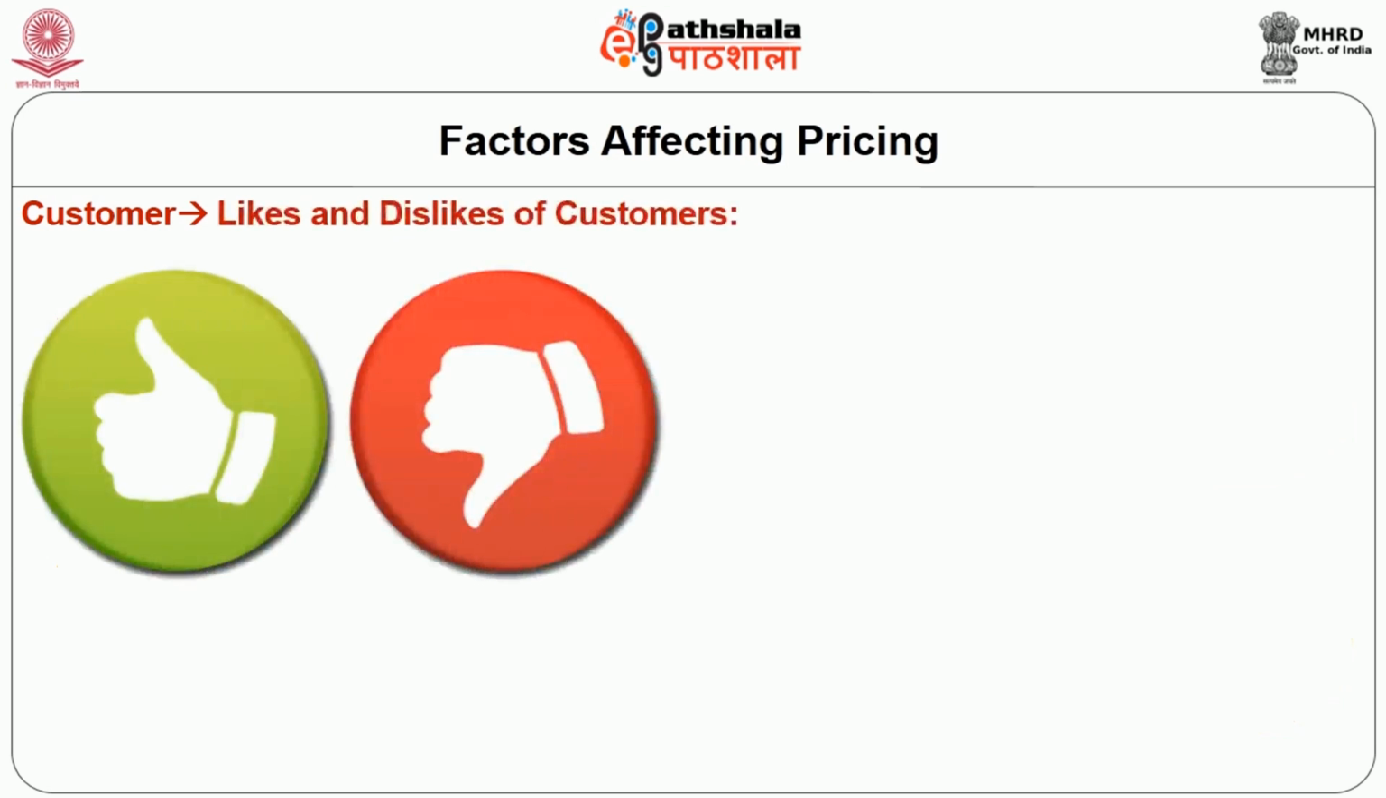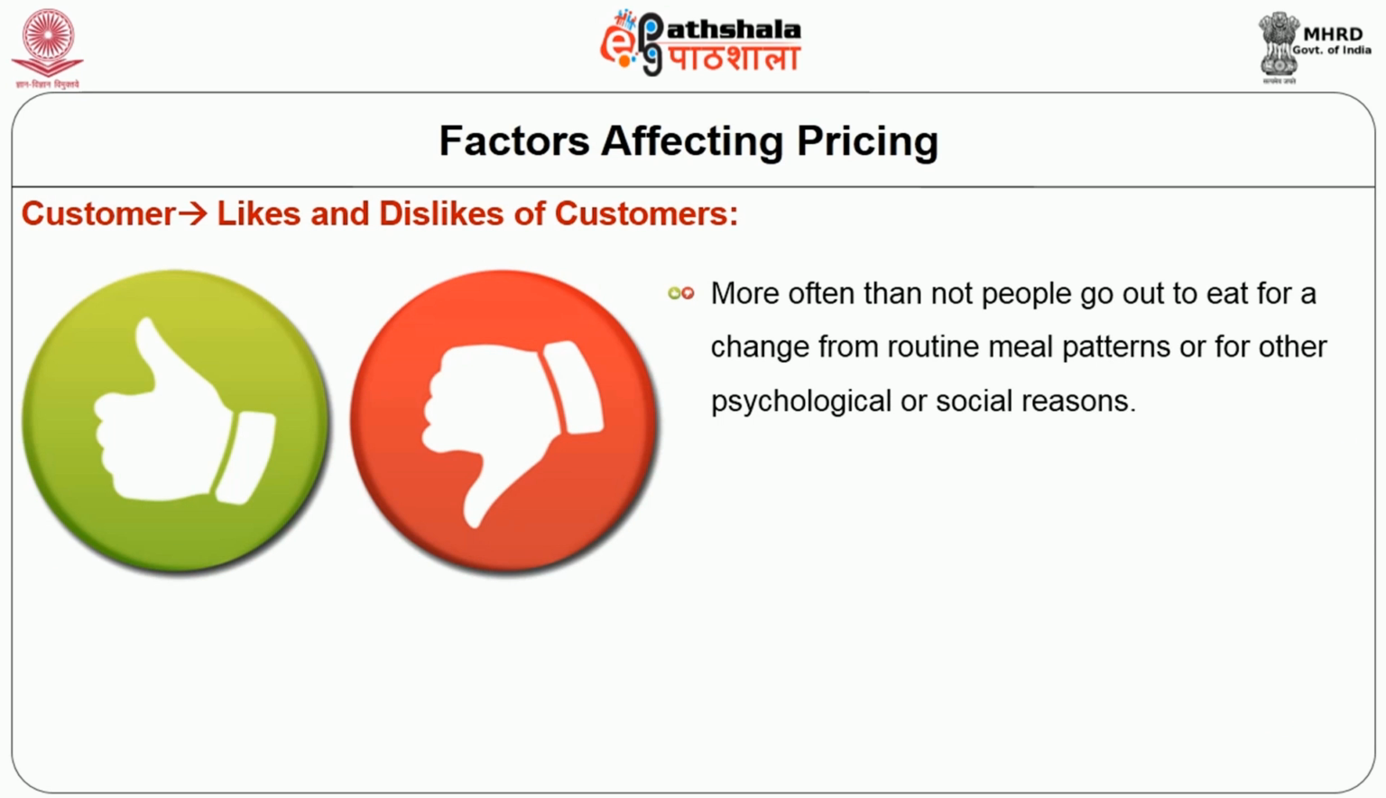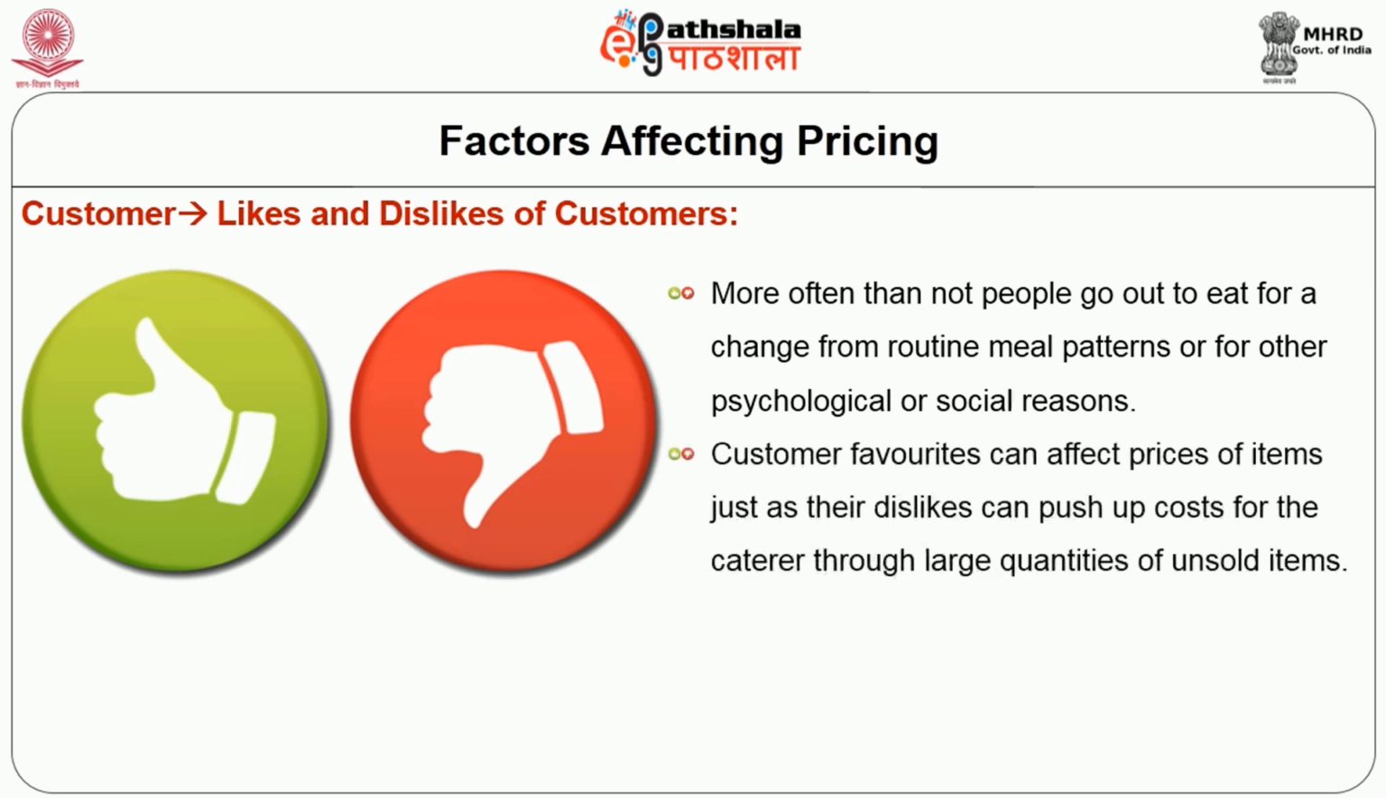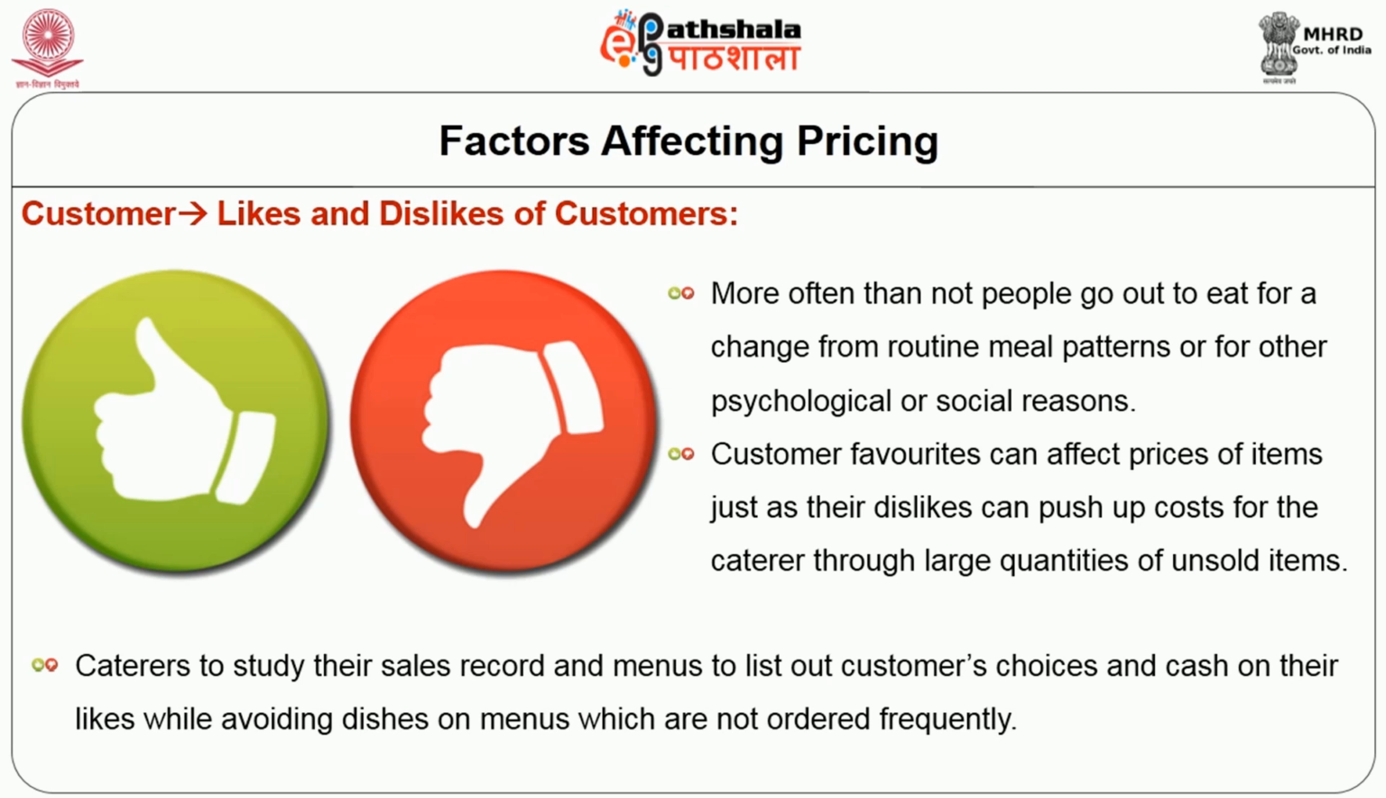Likes and dislikes of customers. More often than not, people go out to eat for a change from routine meal patterns or for other psychological or social reasons. Customer favorites can affect prices of items just as their dislikes can push up cost for the caterer through large quantities of unsold items. It is therefore important for caterers to study their sales record and menus to list out customers' choices and cash on their likes while avoiding dishes on menus which are not ordered frequently.